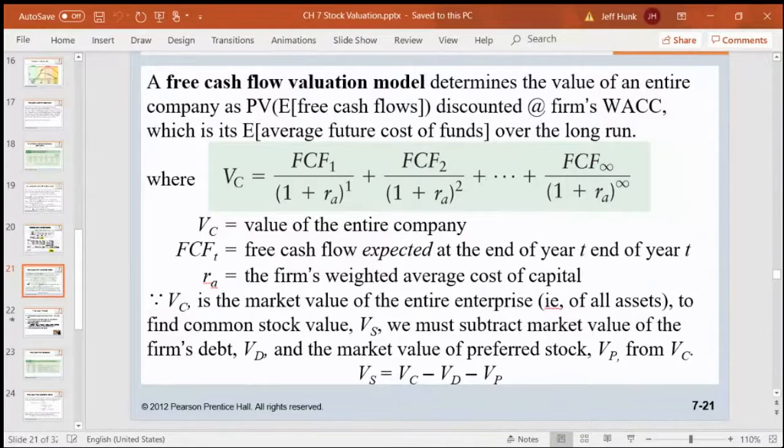So in other words, what you need to do is take the capital structure, the equity ratio, 60% times the required return, plus the debt ratio, 40% times the cost of debt. And that is called the weighted average cost of capital. So this RA represents the weighted average cost of capital, right?